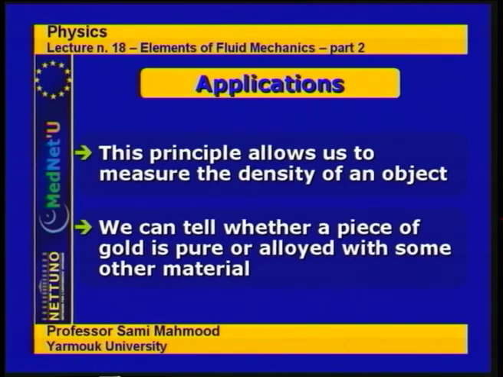or it is cheated, if it is alloyed with some other material, because gold has a given density which is very high, 19.6 grams per centimeter cube, I think, and if it is alloyed with copper, for example, which has a density much lower than that, of the order of 8 grams per centimeter cube, then the effect is recognized directly.